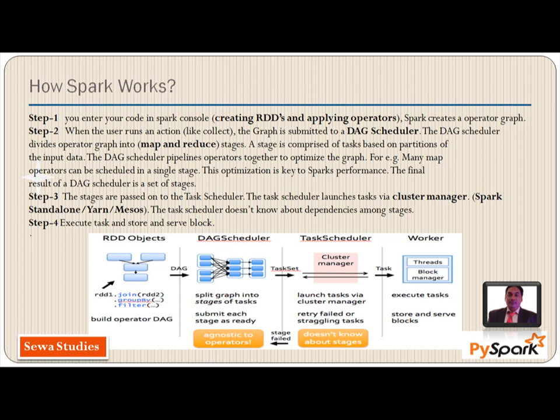And third, stages are passed to the task scheduler. The task scheduler launches tasks via the cluster manager: Spark standalone, YARN, Mesos, resource manager. The task scheduler doesn't know about the dependencies among the stages. Then last, the executor runs the task. It is for storing blocks and returning the output of the worker to the requester.